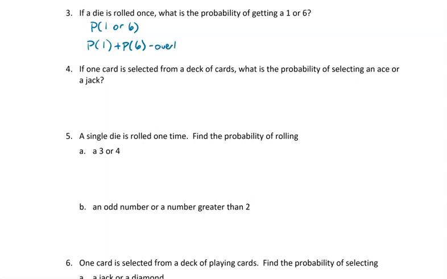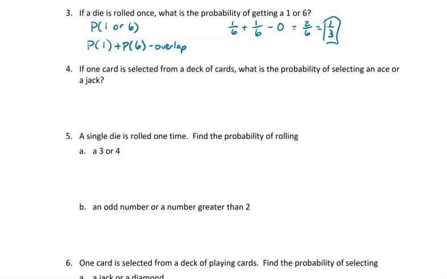But I'm going to go ahead and say minus the overlap, and it'll still work just fine. So probability of getting a 1 is 1 out of 6, plus the probability of getting a 6 is also 1 out of 6, minus there are 0 ways to get a 1 and a 6 at the same time. So minus 0, which is going to get us 2 out of 6, or 1/3.